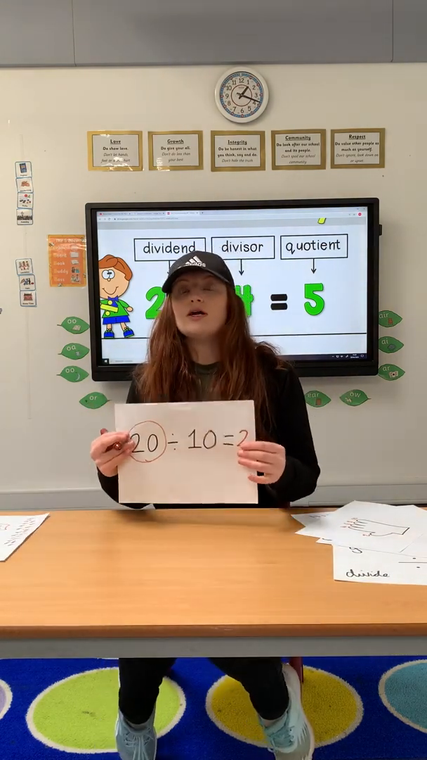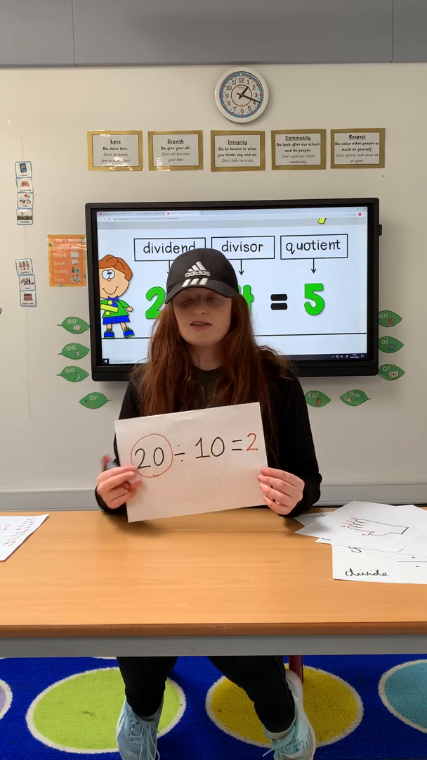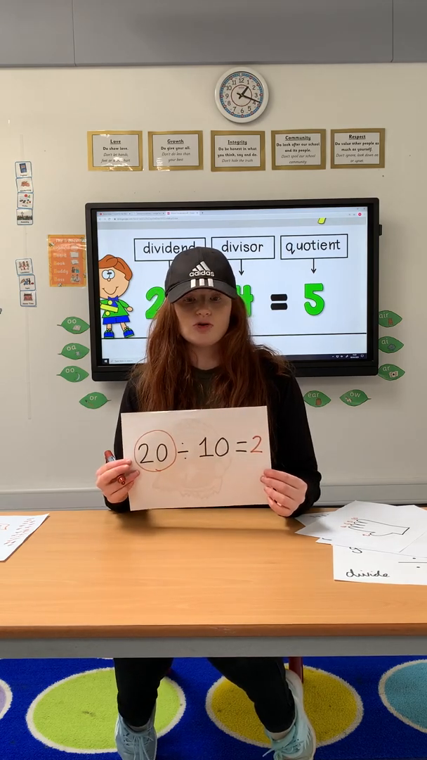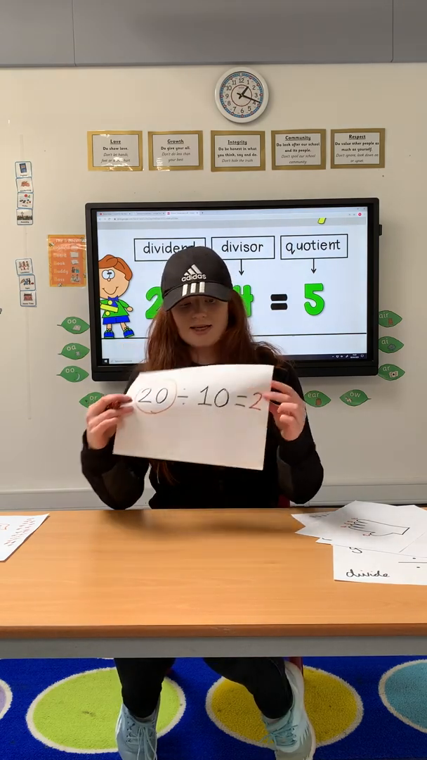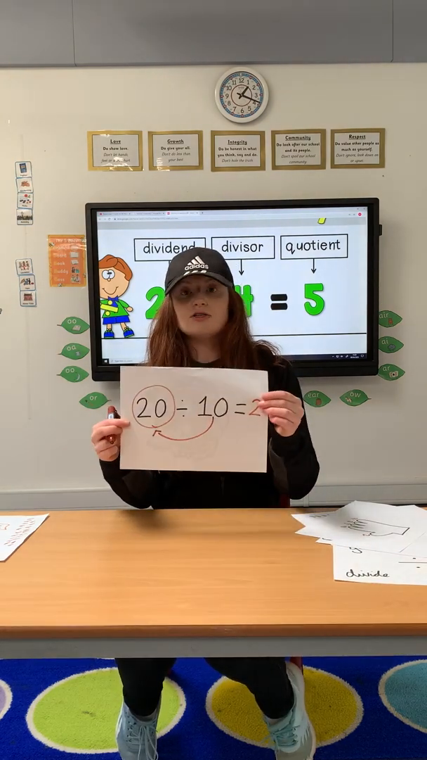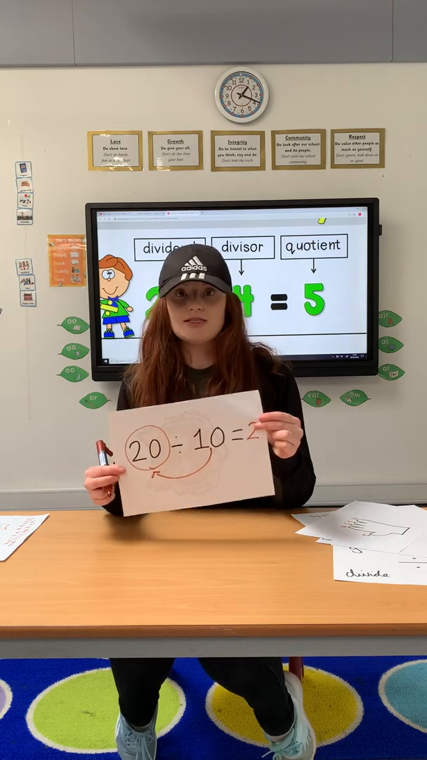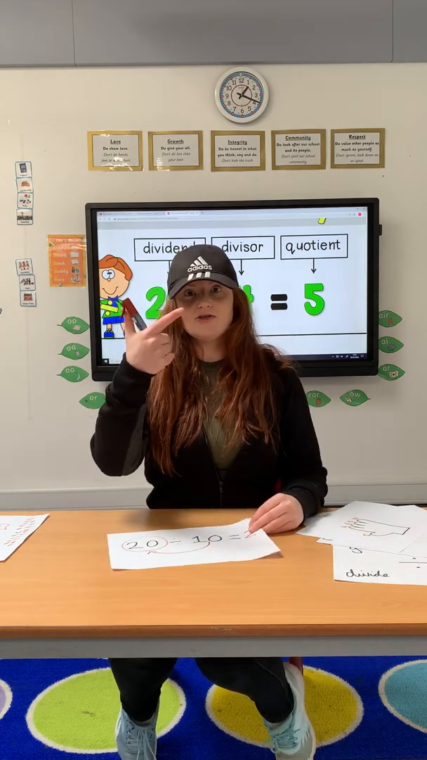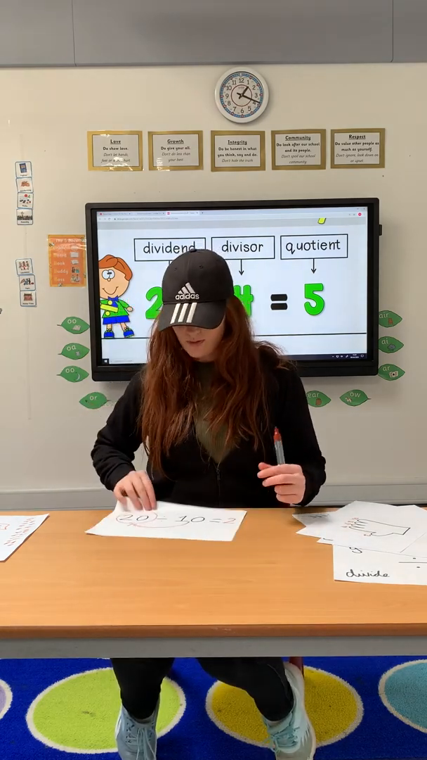Like we did before, if the children know how to count in tens, they don't need to bother doing the dots in the groups, because what they can do instead is they can say how many of this 10 goes into 20. We can count in tens on our fingers, 10, 20, and we get the answer 2.